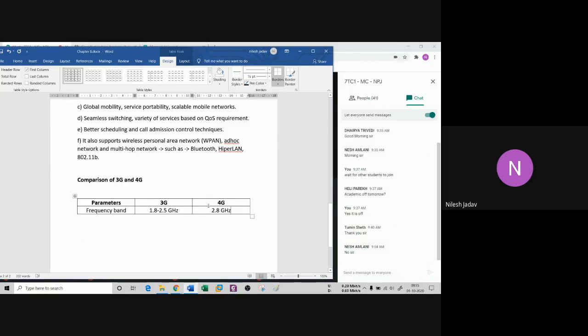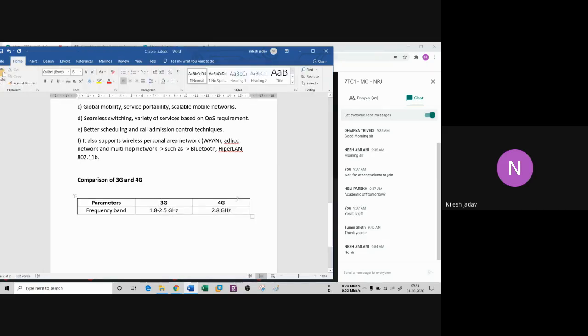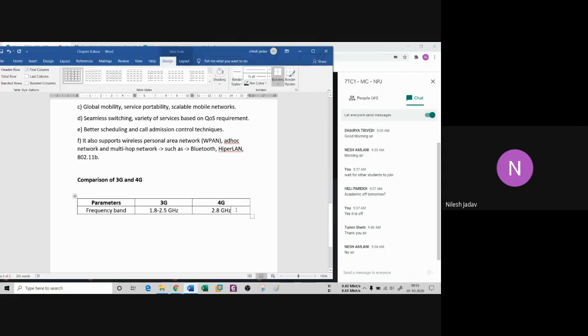By the way, sometimes your fourth generation connection is working like third generation when you get lower speed. They are actually working in parallel. There is no separate fourth generation, so sometimes you get very low speed, then your connection automatically goes into the third generation. It completely depends on how you have configured your network.